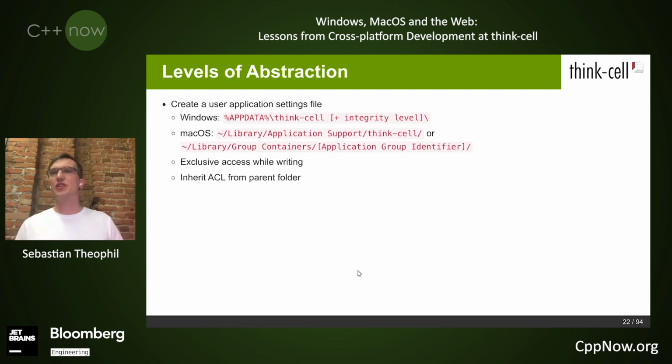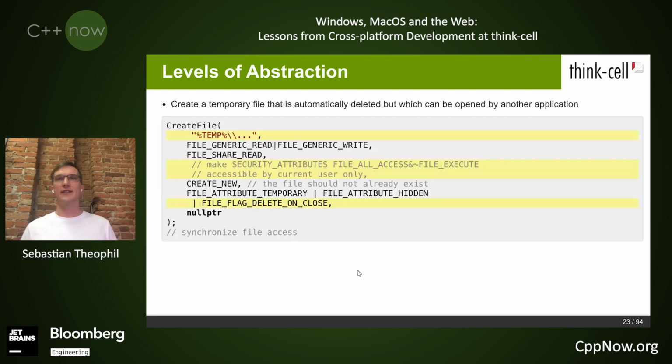And then there are a couple of decisions we can make just because we know what the function is supposed to do. So we might say we always want to lock the file when we're writing it with an exclusive lock, because nobody will ever want to read a partially written settings file. And we can say we always want to inherit the access control list when we're creating that file from the parent folder, because that parent folder is a system folder and probably has the correct access control list set.